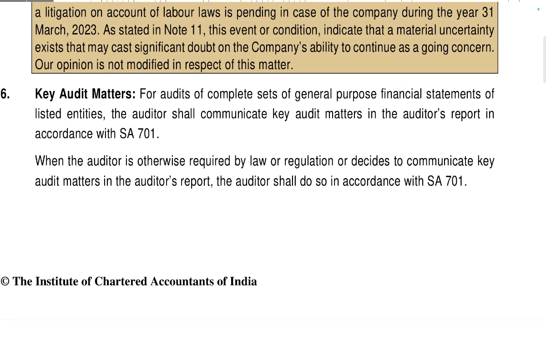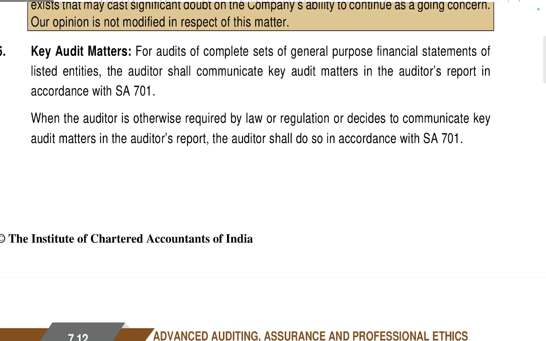Key audit matters. For audits of complete sets of general purpose financial statements of listed entities, auditors shall communicate key audit matters in the auditor's report according to SA 701. Auditors shall also do so where otherwise required by law or regulation, communicating the key audit matters in the auditor's report according to SA 701.